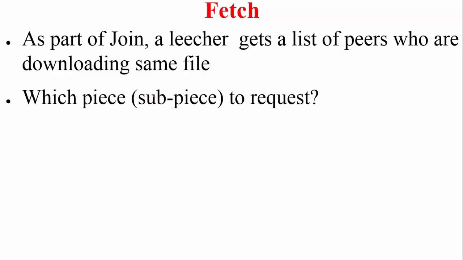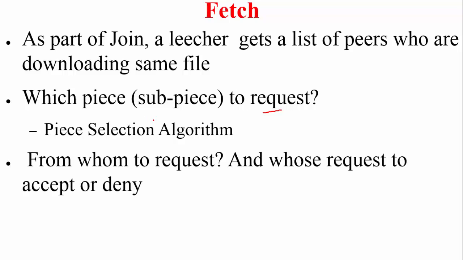The first thing is, which piece should I request? Because as I mentioned, the file is divided into pieces and there are many pieces out there. What piece should I ask for from the list of peers? So that is one question you need to answer. So there is a piece selection algorithm, which we will see shortly. Once you have decided that I want to ask for a given piece, who among this list of peers should you ask? So from whom do I request this particular piece? That is the next question.